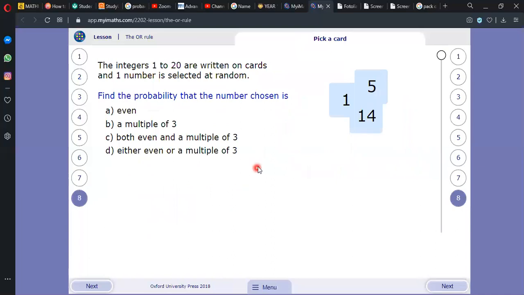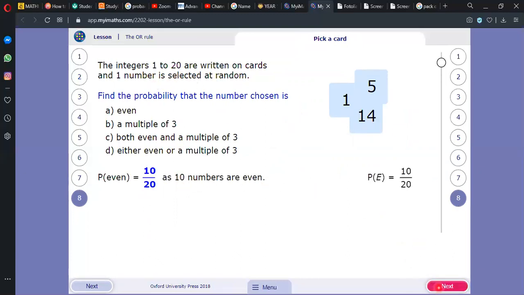Finally, let's take a look at the integers from 1 to 20. These are written on cards, and one number is selected at random. You want to pick a number at random. Find the probability that the number chosen is even. Okay, that will be 10 over 20, because between 1 and 20, there are 10 even numbers.